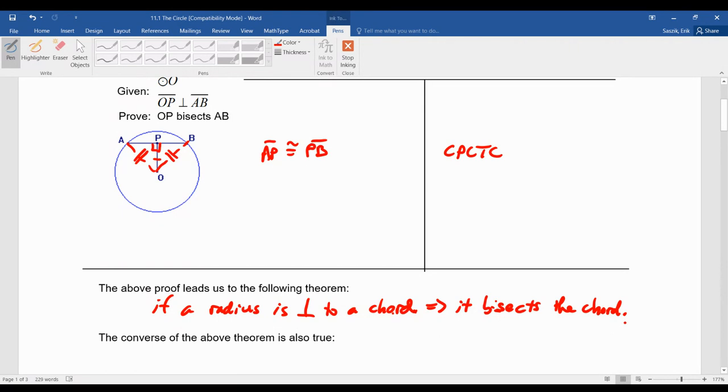Diameter would be a special chord. Now, I know here that it says if a radius is perpendicular to a chord, and OP is not a radius, but we could extend OP to make it into a radius. Okay, the extension isn't shown there. But we were given perpendicularity. If a radius is perpendicular to a chord, then it bisects the chord.